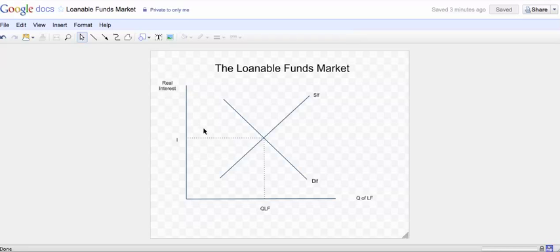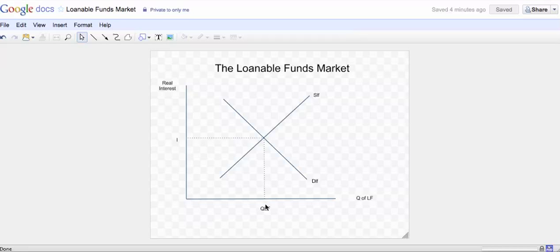It's a simple supply and demand graph, except this time supply is labeled SLF for supply of loanable funds. Demand is still down, labeled DLF, demand of loanable funds. Notice the horizontal axis, Q of LF, quantity of loanable funds, and your initial equilibrium point, I for the interest rate, and QLF for the quantity of loanable funds.